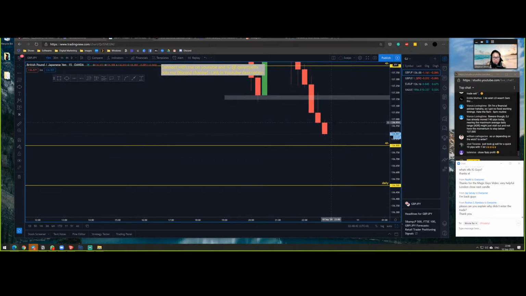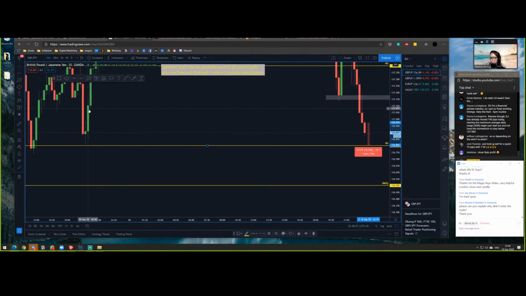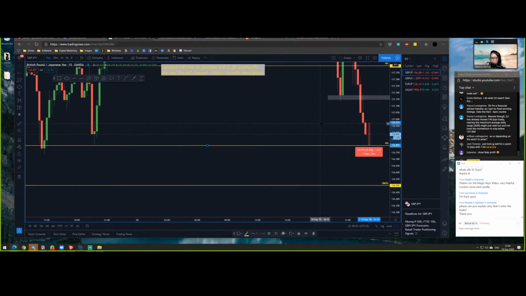Yeah, there's potential for 10 pips. Definitely, that's why I called it out, because I know some of you take 10. But it's just not for me.